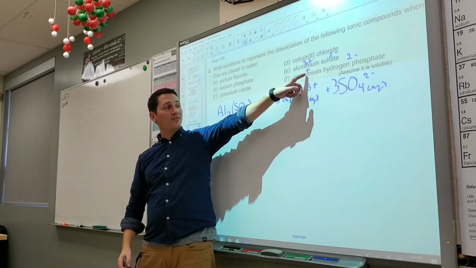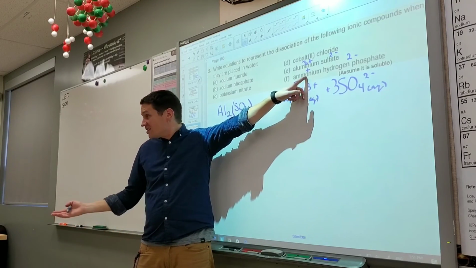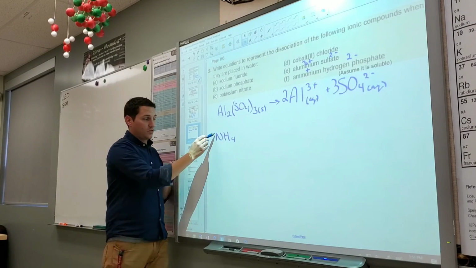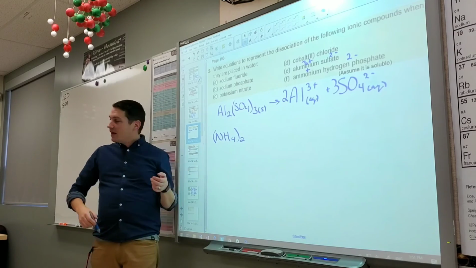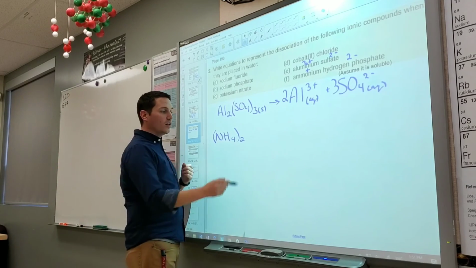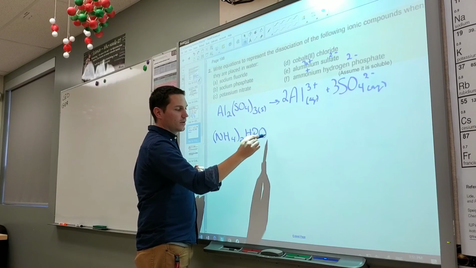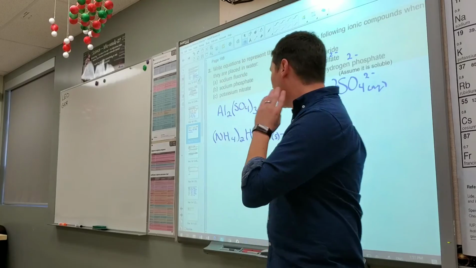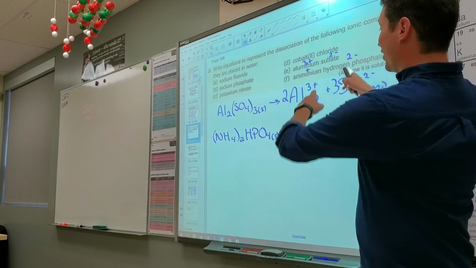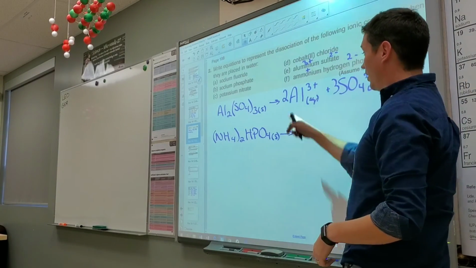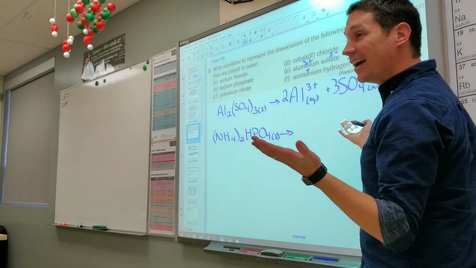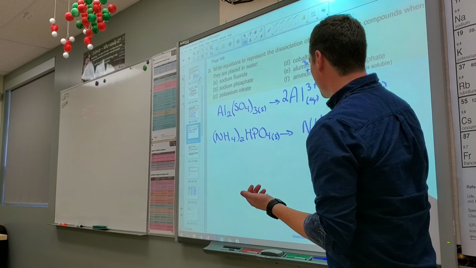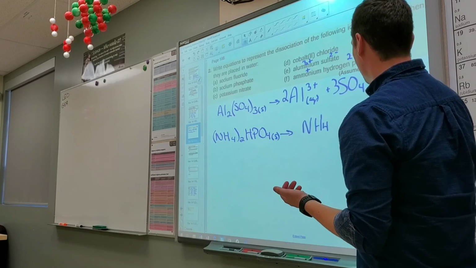You need two ammoniums, right? For every one hydrogen phosphate. So how do I write that I have two ammoniums? And then I'll add in the single hydrogen phosphate, solid. When this thing breaks up, what's it going to turn into? Ammonium and hydrogen phosphate. It's going to break up into ammonium and hydrogen phosphate.